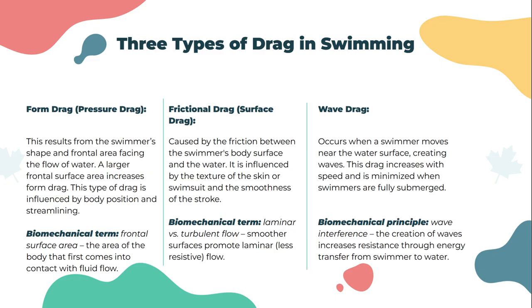So let's take a moment to break down these key biomechanical terms. Frontal surface area. This is the portion of the body that faces forward in the direction of movement. A smaller frontal area decreases form drag. Laminar versus turbulent flow. Laminar flow is smooth and orderly, while turbulent flow is chaotic. Turbulent flow increases frictional resistance. Wave interference. This describes how energy is transferred from the swimmer to the water, often increasing drag when nearer the surface.